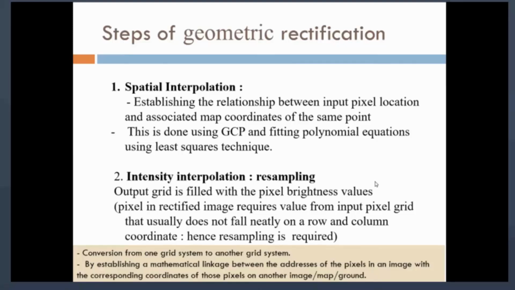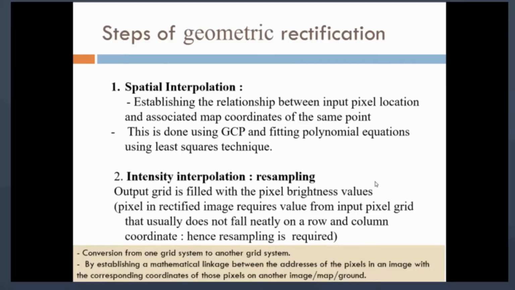So we choose some GCPs and then we fit some polynomial equations using least square techniques. Okay, so we minimize the error in the polynomial equation fitting the GCPs from one grid to the other. So it is like a mathematical linkage.